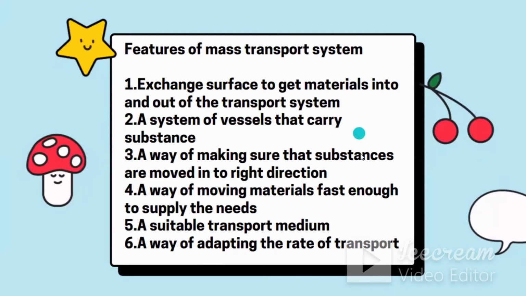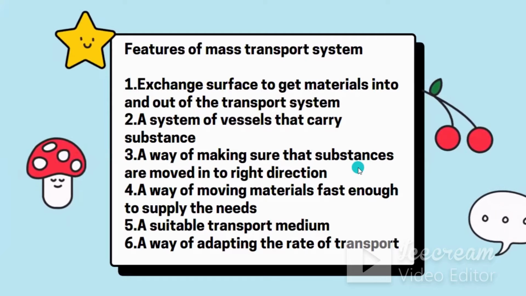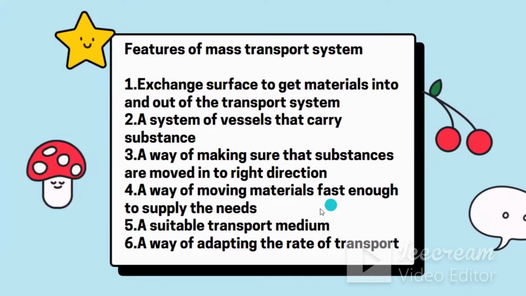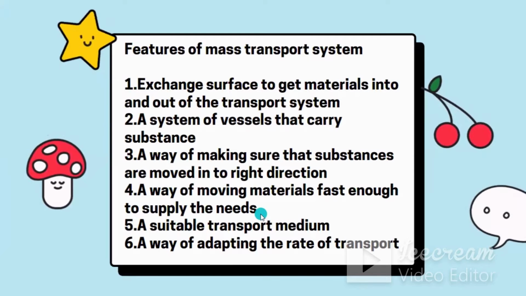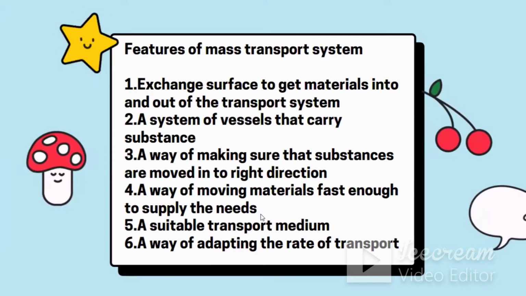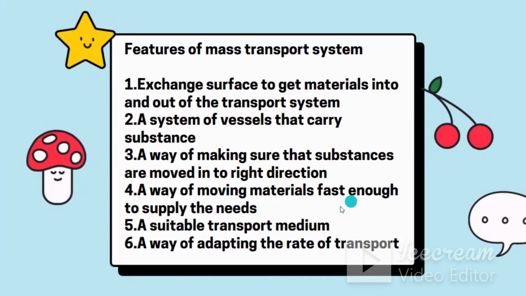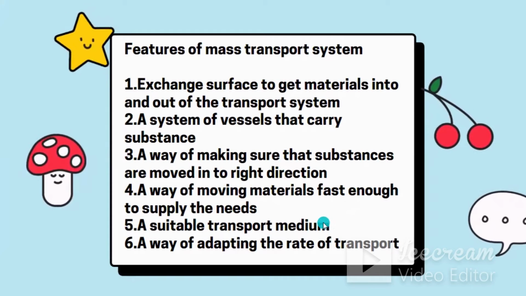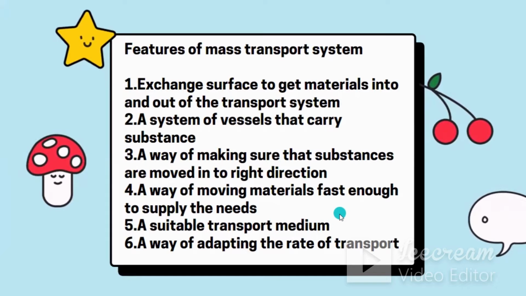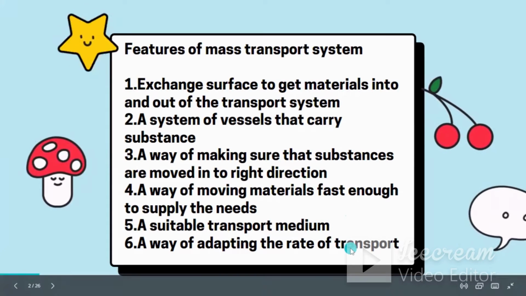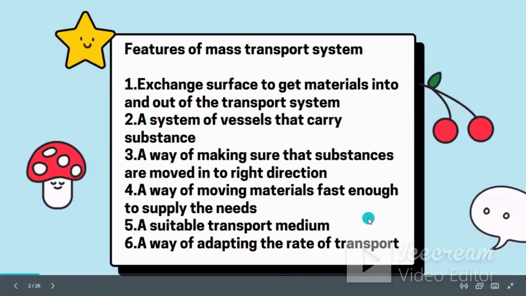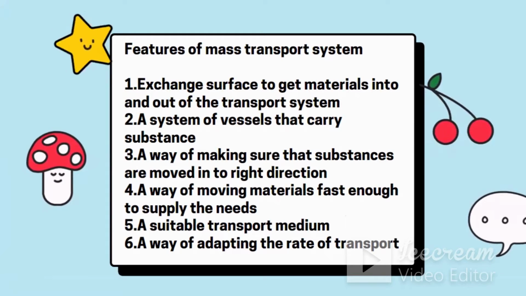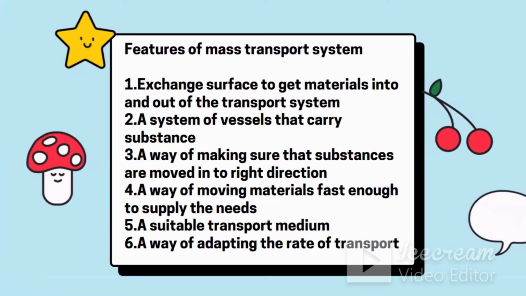Third, they have to have the right direction to transport blood and also nutrition. Fourth, they need enough speed to supply blood, the medium, and also some kind of adaptation to speed up or decrease the rate of transport. So these are the features.